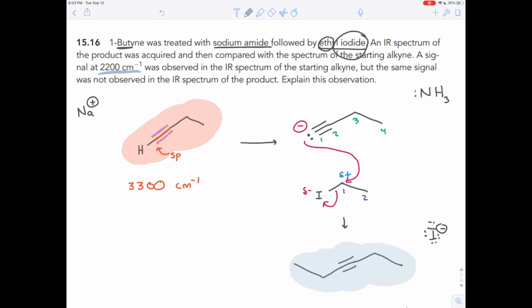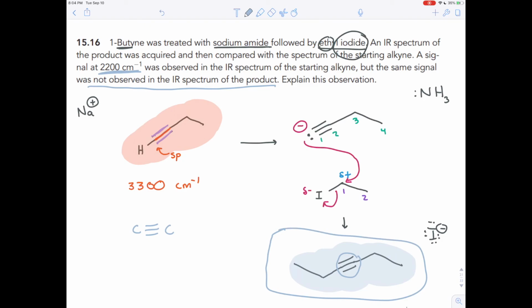Why? Now, we were talking about 3300. 2200 is a shadow that you're not responsible for on the test. It's the absorption between 2 carbons that are triple bonded. Now you might say, wait a second. The triple bonded carbon is here, so it makes sense that it would be observed in the starting alkyne, but it's also in the product, so why is it not observed in the IR spectrum of the product? And the answer to that is that this molecule is perfectly symmetrical.